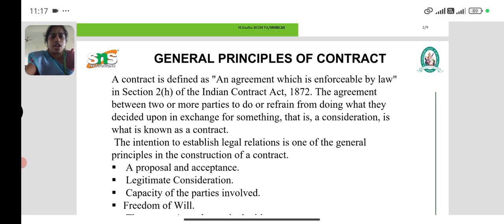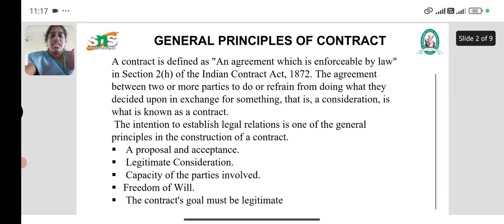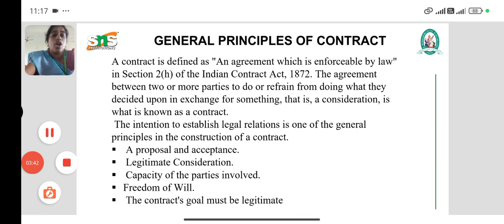General principles of a contract. A contract is defined as an agreement which is enforceable by law in Section 2(h) of the Indian Contract Act of 1872. An agreement between two or more parties to do or refrain from doing what they decided upon in exchange for something, that is, a consideration, is what is known as a contract. The intention to establish legal relations is one of the general principles in the construction of a contract. A proposal and acceptance, lawful consideration, capacity of parties involved, free will. The contract's goal must be legitimate.